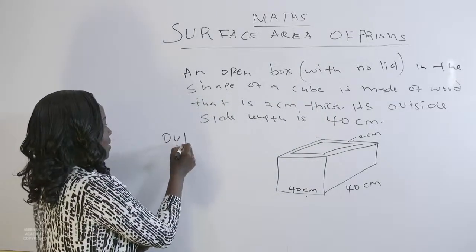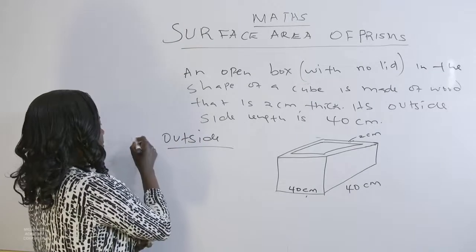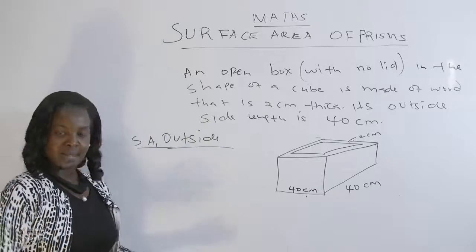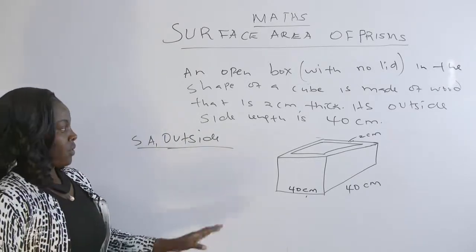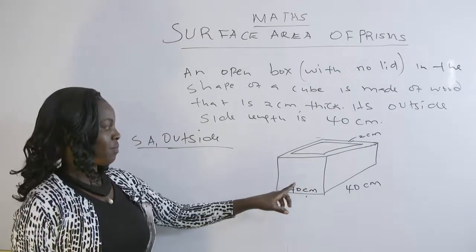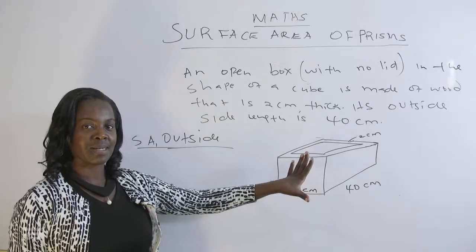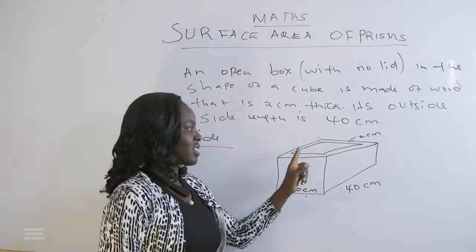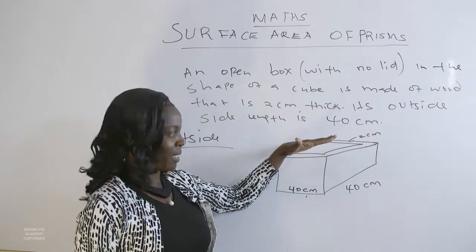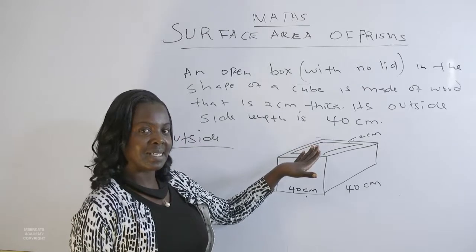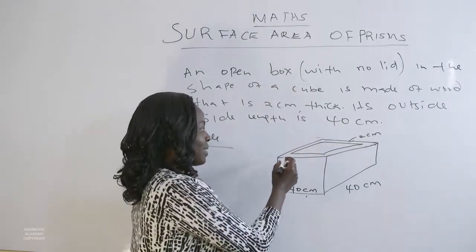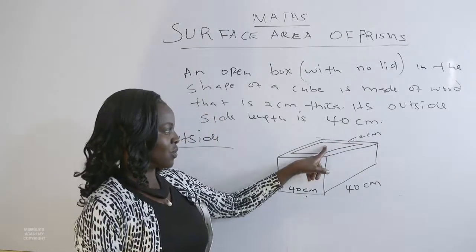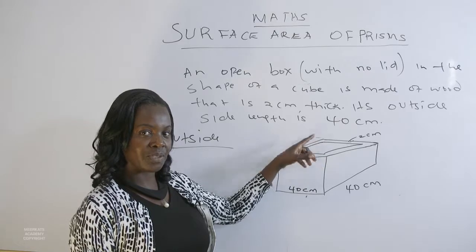Start by the surface area outside. So you realize this is a cube. Cube means all sides are equal. That means all the faces are equal. But now we will exclude the upper side, because we are told there is wood covering it that is 2 centimeters thick, yet we are also told it is open. So this box is open.